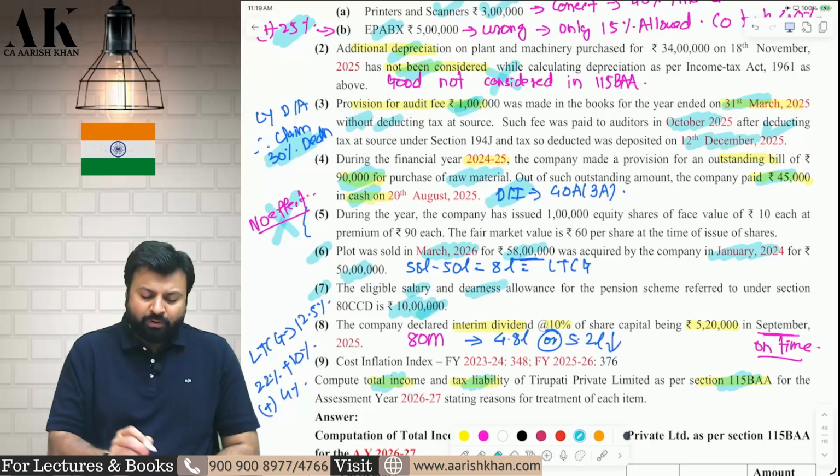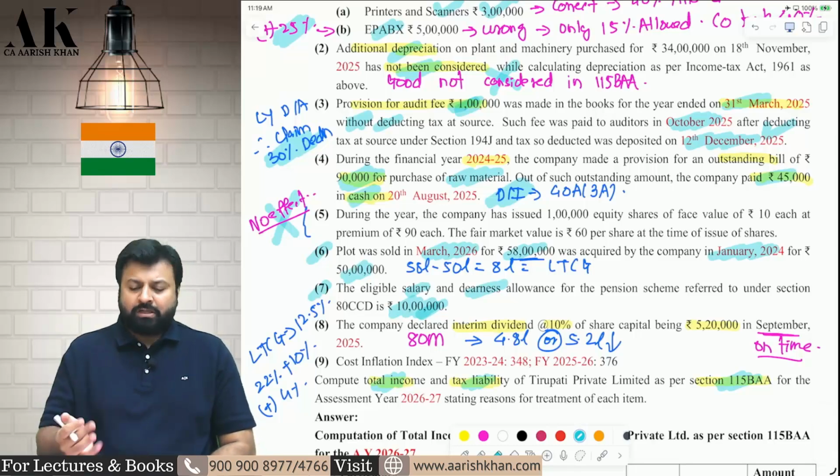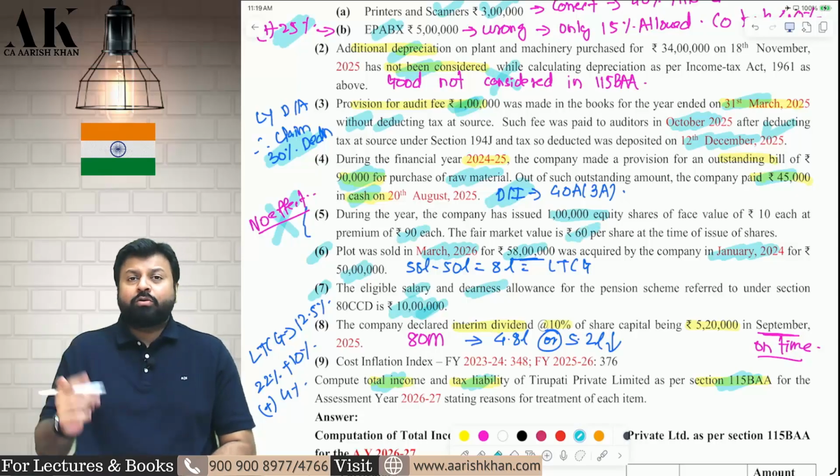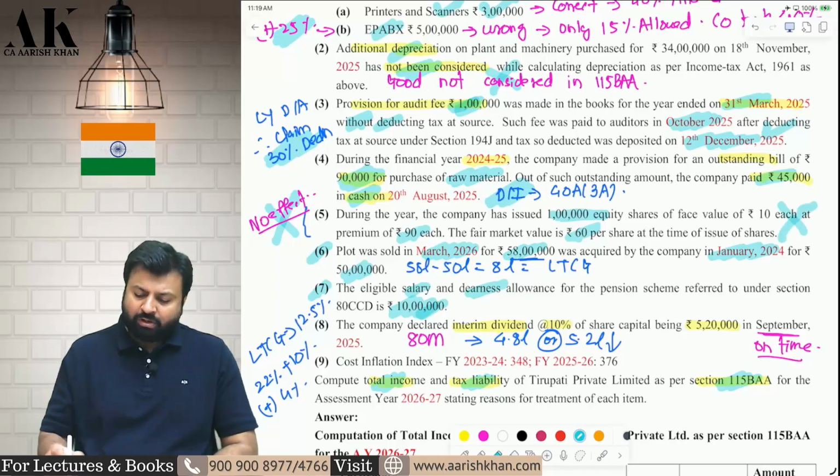Next adjustment is of no use to us. Earlier it was relevant, now it is not relevant. You are issuing some shares of 1 lakh rupees at rupees 90, whereas the fair market value is 60 rupees. Before 2024, there was a concept of angel taxation. At that time, it was relevant. Now it is not relevant. So ignore that.